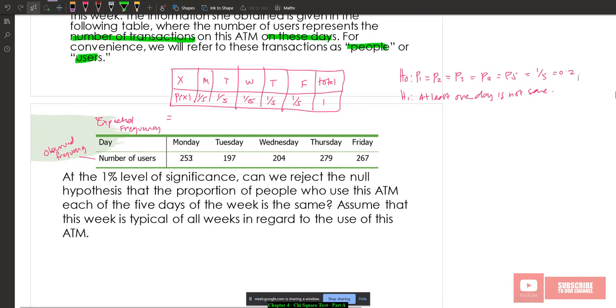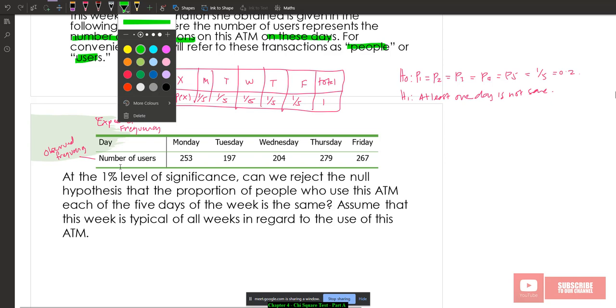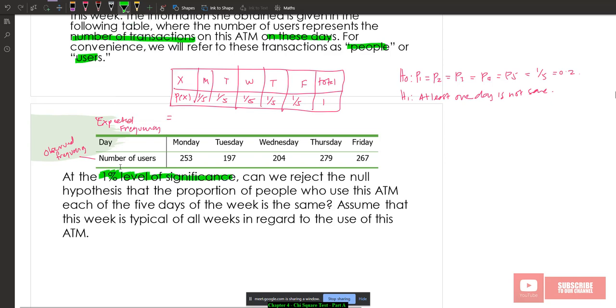So we want to test at 1% level of significance, right? Can we reject the null hypothesis that the proportion of people who use this ATM machine for these 5 days is the same? So we want to reject the null hypothesis. We want to conclude that at least one day is not the same. So assume that this week is typical of all weeks with regard to the use of the ATM machine.